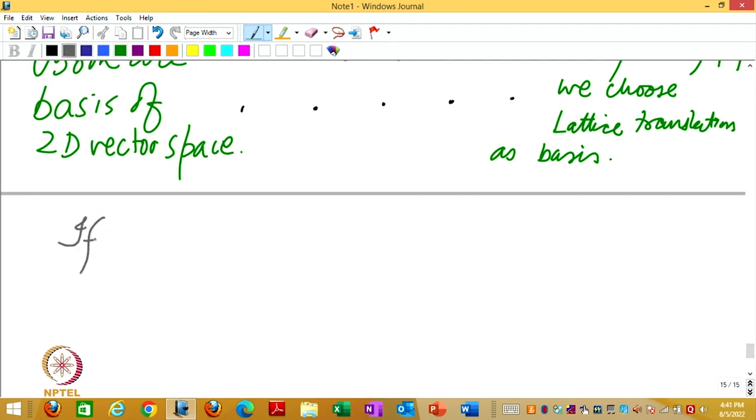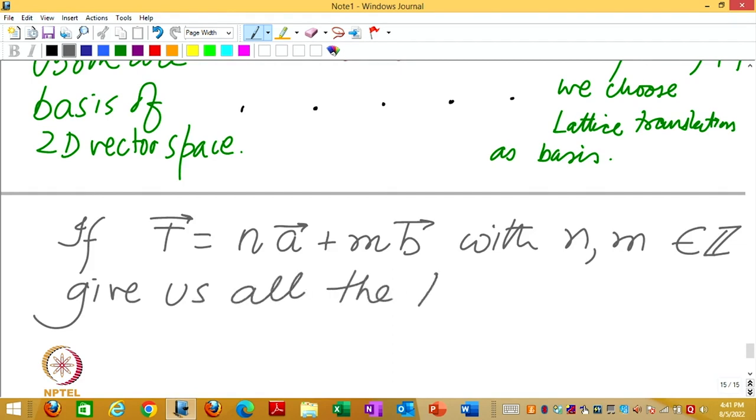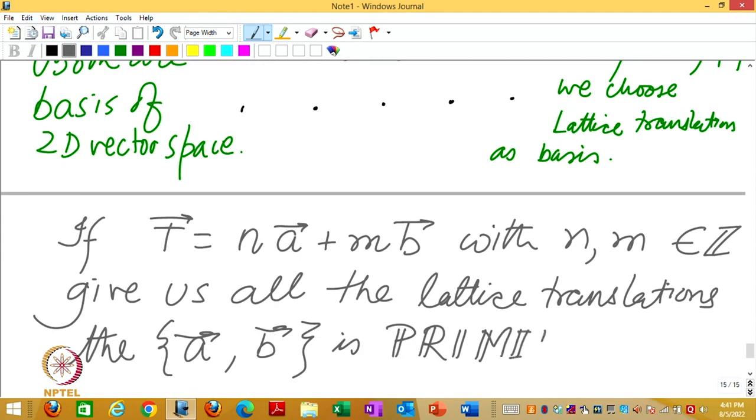So, if T is equal to N A plus M B with N and M as integers, give us all the lattice translations, then we give a specific name to the set AB, that the set AB is primitive basis. Primitive.